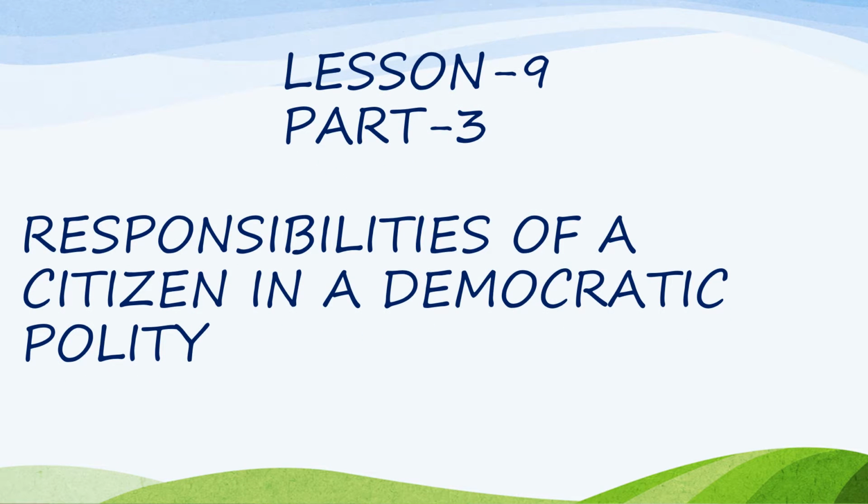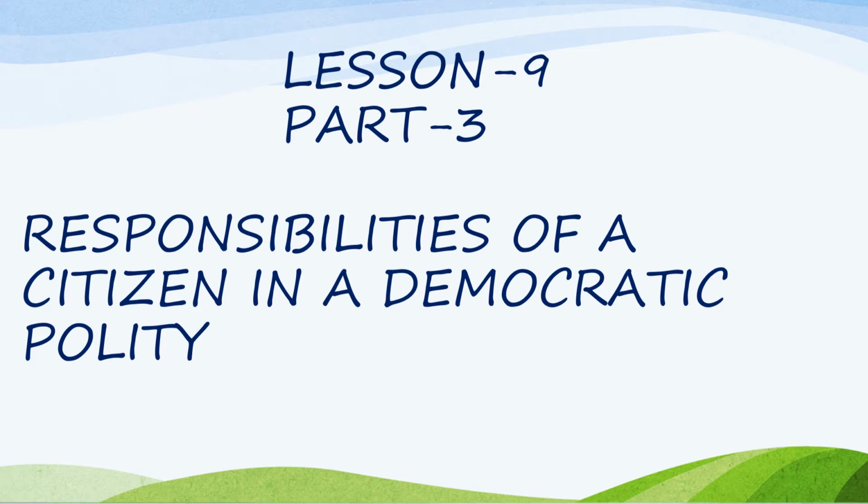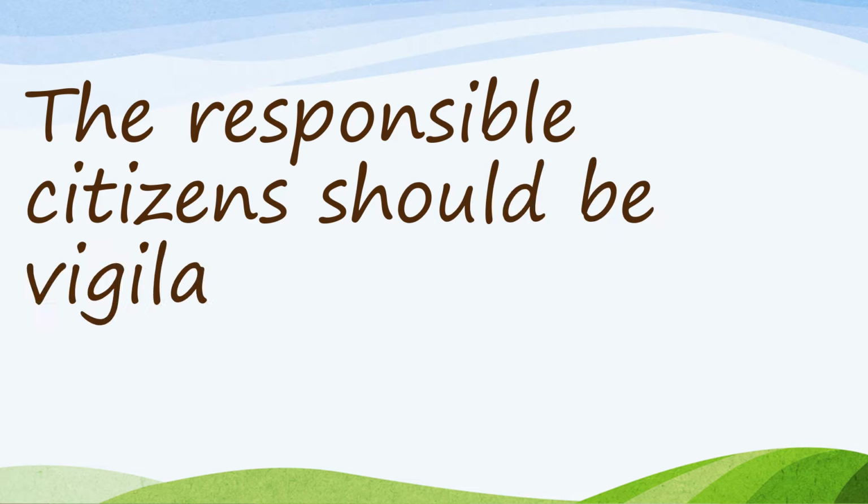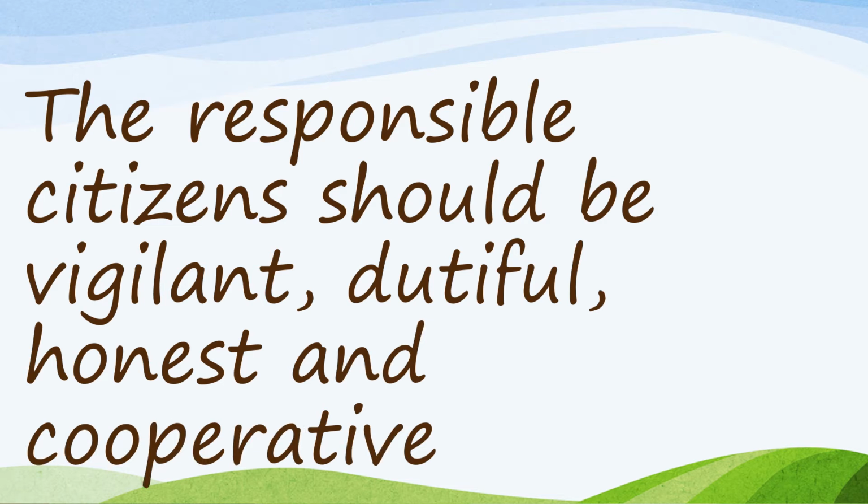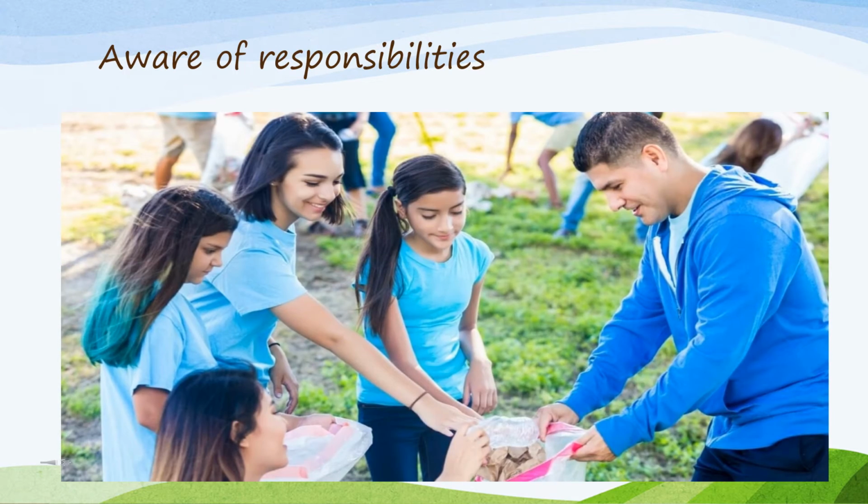Students, today we are going to study lesson 9, part 3, responsibilities of a citizen in a democratic polity. Okay, so let's begin part 3. Students, in part 1 and part 2 of lesson number 9, we have studied that the responsible citizen should be vigilant, dutiful, honest, and cooperative. We have also studied that a responsible citizen should be aware of responsibilities.